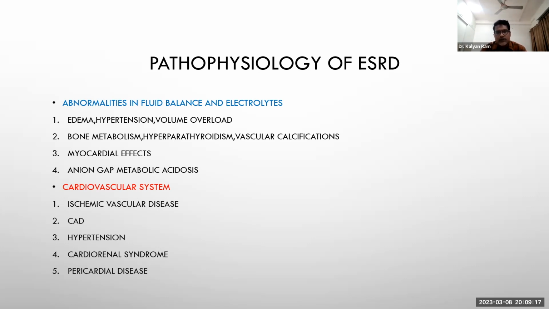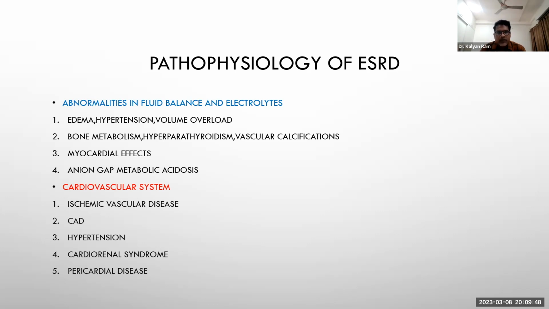Another function of the kidney is maintenance of plasma ion composition. When it is disturbed, disorders of sodium, potassium, magnesium, calcium, and phosphorus can occur, which leads to chronic disorders of bone metabolism, hyperparathyroidism, and vascular calcifications. Especially hyperkalemia has a direct effect on the myocardium, so myocardial effects are more in hyperkalemic patients. And elimination of organic acids is another function of the kidney, which is deranged, leading to anion gap metabolic acidosis.